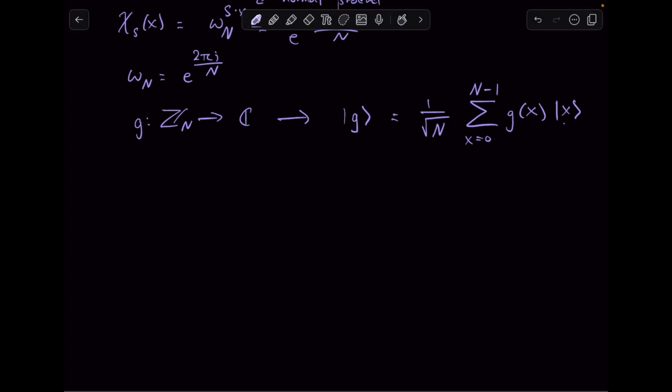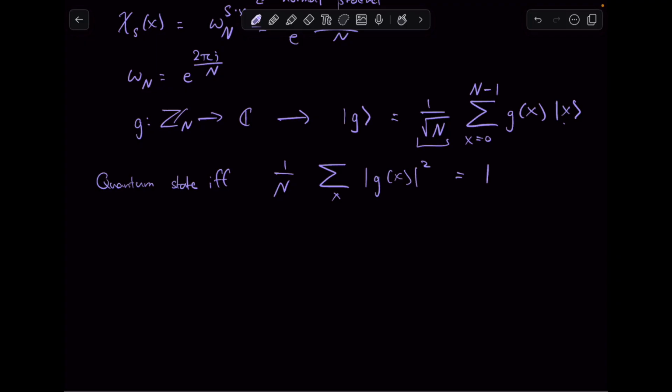So this is a quantum state if and only if the sum of the squares of all the amplitudes is equal to 1. And since we already pulled out this factor of 1 over the square root of n, we have that 1 over n times the sum over all x of the g amplitudes squared is equal to 1.